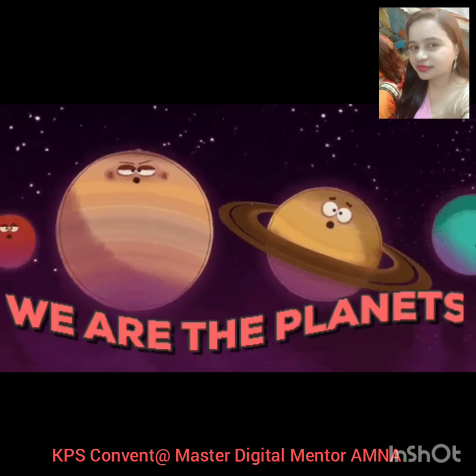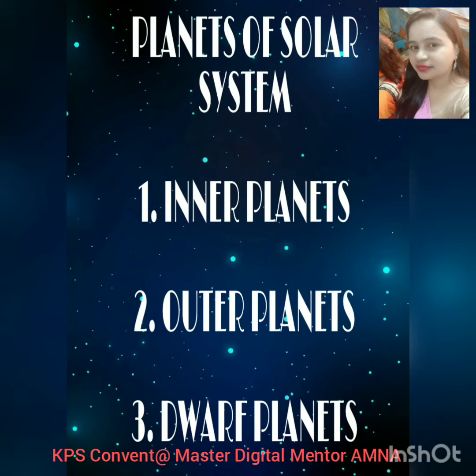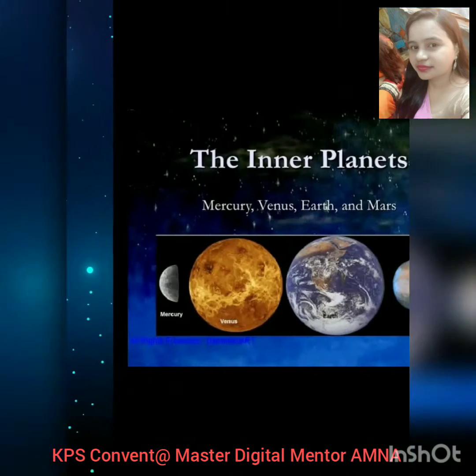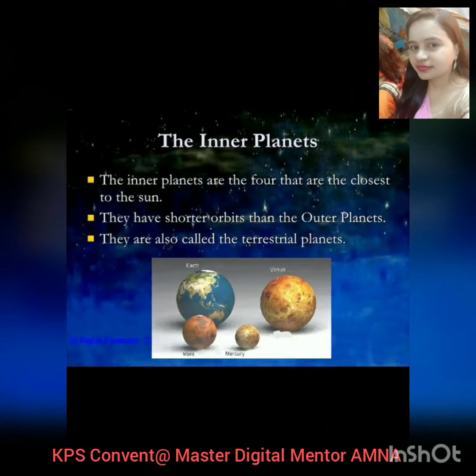Now we will discuss their distinctive features. Planets of the solar system can be divided into 3 categories, that is inner planets, outer planets and dwarf planets. So let's discuss first the inner planets. The inner planets are Mercury, Venus, Earth and Mars. The inner planets are the 4 that are the closest to the Sun. They have shorter orbits than the outer planets. They are also called the terrestrial planets.